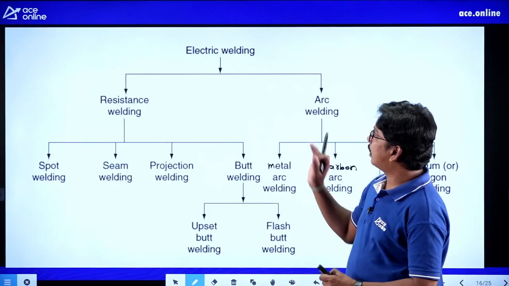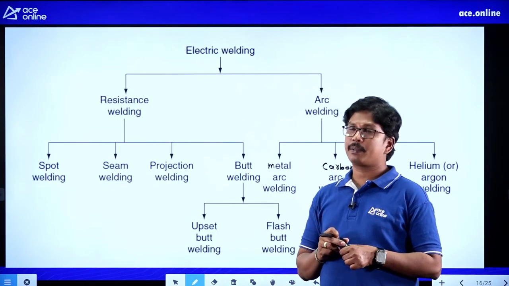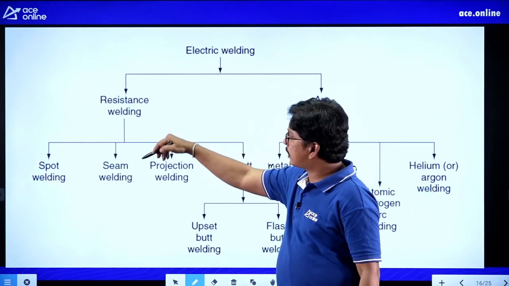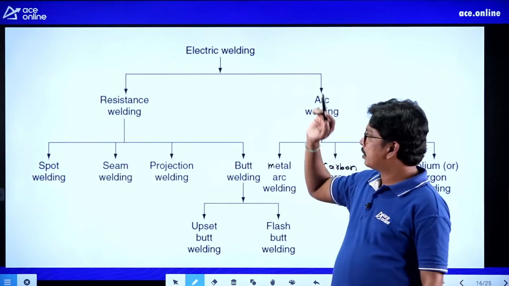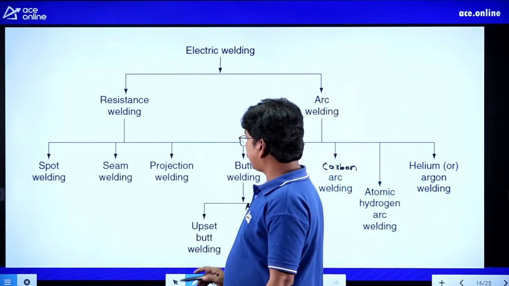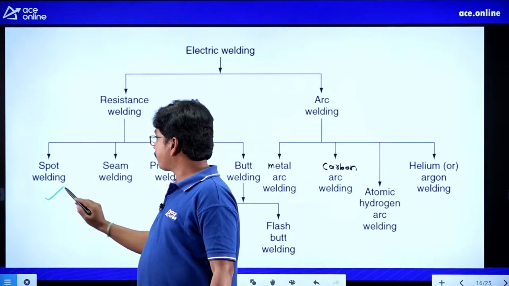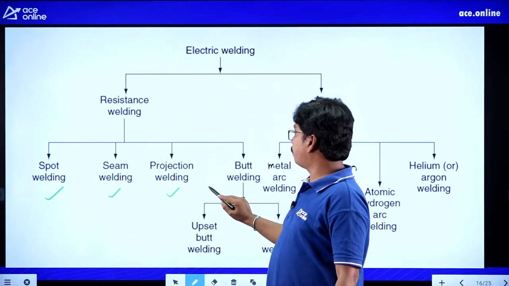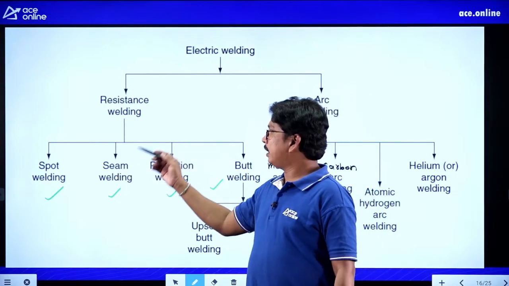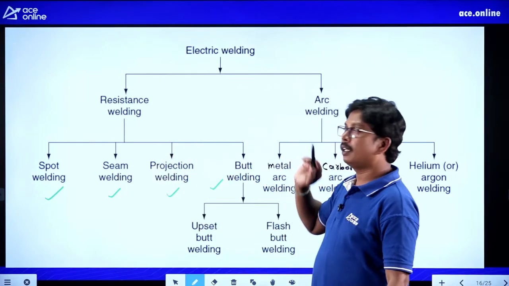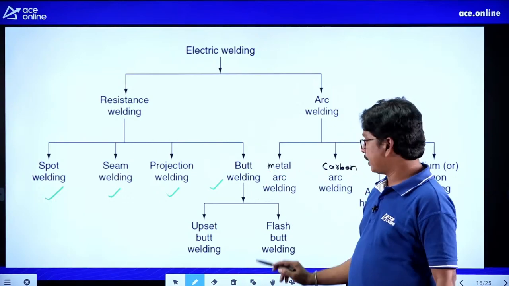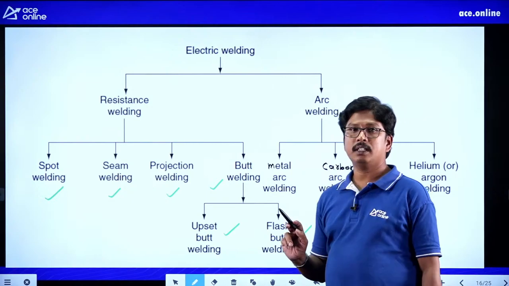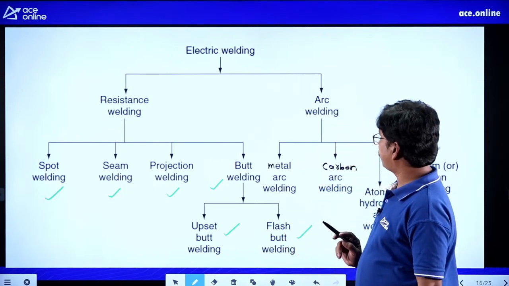This is the classification of welding we have. Electric welding will be resistance welding or arc welding. In resistance welding, we have four major types: spot welding, seam welding, projection welding, and butt welding. In butt welding, we have some more types: upset butt and flash butt welding.